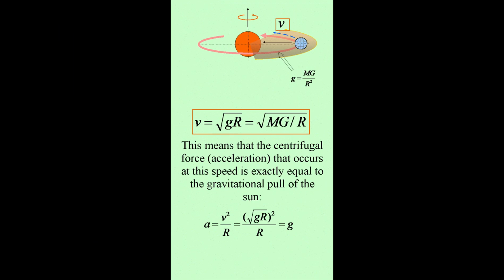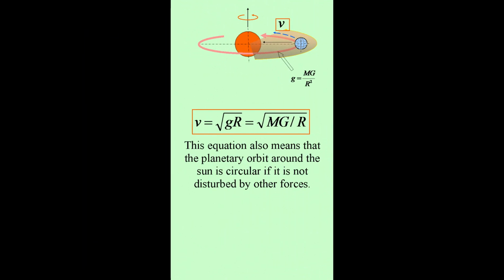This means that the centrifugal force, acceleration, that occurs at this speed is exactly equal to the gravitational pull of the Sun. This equation also means that the planetary orbit around the Sun is circular if it is not disturbed by other forces.